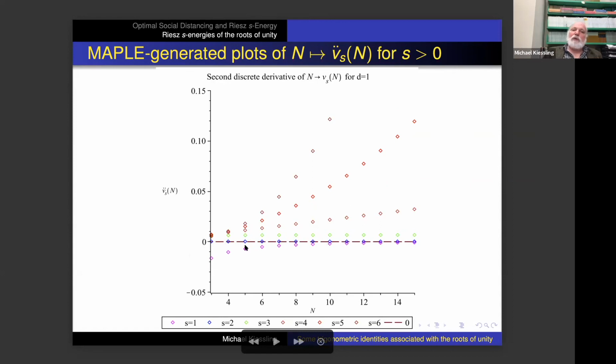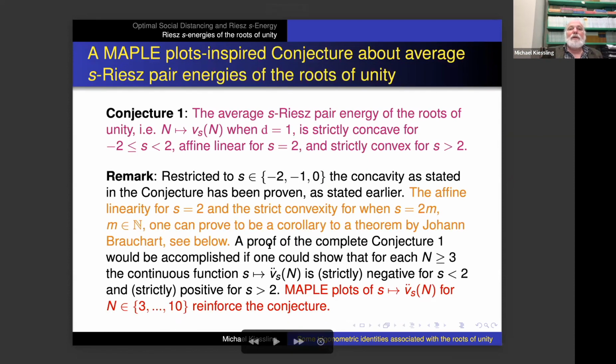The concave looking curve indeed produces a second discrete derivative that's negative, and the others are positive. Remember, we are in D equals 1 dimension, S equals 2 is 2D. That is exactly the borderline case coming from the asymptotic analysis of Brauchart, Hardin, and Saff. But of course, only discrete values of S were used here, because that's easier to compute even with Maple when you don't put 3.14 whatever in there.